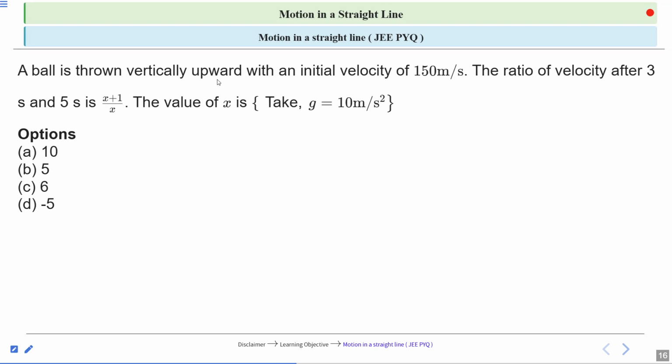A ball is thrown vertically upward with an initial velocity of 150 meter per second. The ratio of velocity after 3 seconds and 5 seconds is x plus 1 divided by x. The value of x is what? So in this question you have to find out the value of x. Take g is equal to 10 meter per second square. Given options, option A is 10, option B 5, option C 6 and option D minus 5. So which one is correct? Please solve this question.